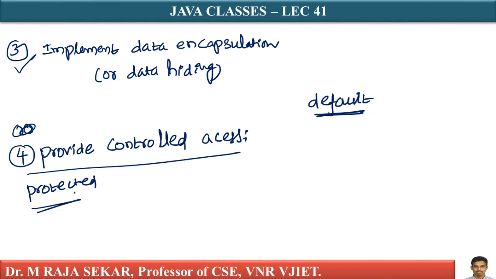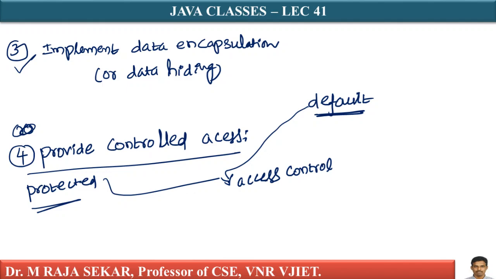The access specifiers protected and default have access control on packages, isn't it? Just try to recall protected as well as default. What is the use of protected and default? They have access control on package level. I already discussed this in my previous lectures.